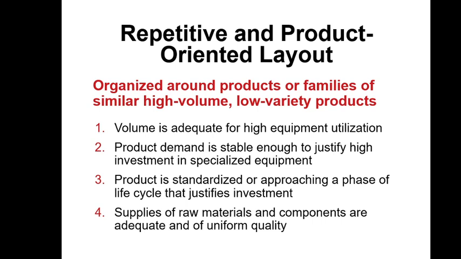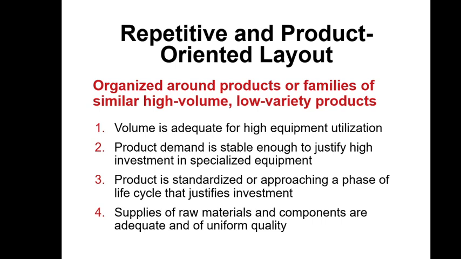Anyway, in this type of layout, you have to take note that your equipment, your product line or assembly line, should be organized around products or a family of similar high-volume, low-variety products. You know that in repetitive we always have medium volume and medium variety, but in the product process strategy, if you recall from chapter 7, it was high volume, low variety, like in Frito-Lay.